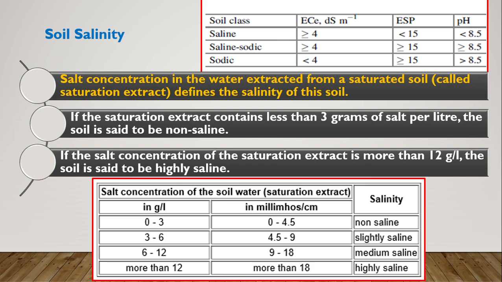And if the saturation extract contains less than 3 grams of salt per liter, then the soil is said to be non-saline. So this is again represented here. If the soil has 0 to 4.5 millimoles per centimeter of salinity, then that soil is said to be non-saline. If the salinity is greater than 18 millimoles per centimeter, then it is said to be highly saline soil. So the gram per liter quantities are also given here. You can check this and study.